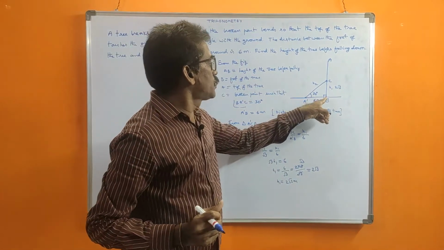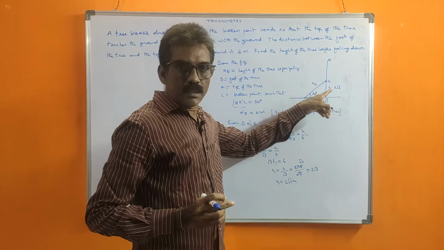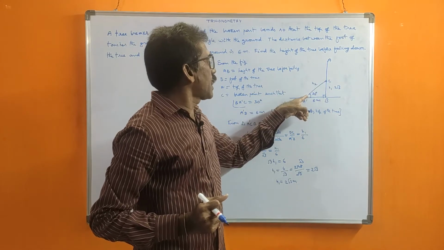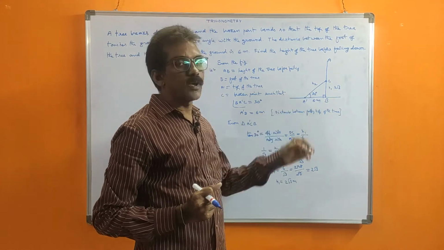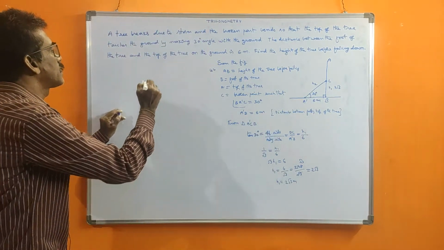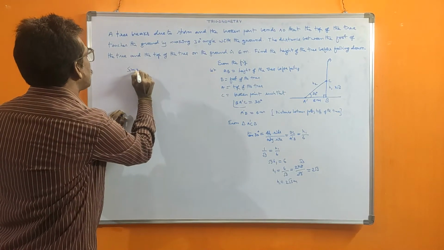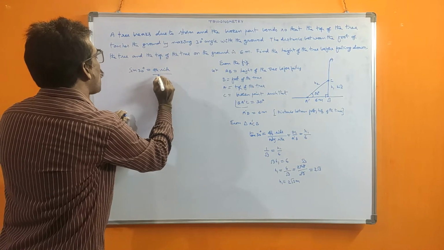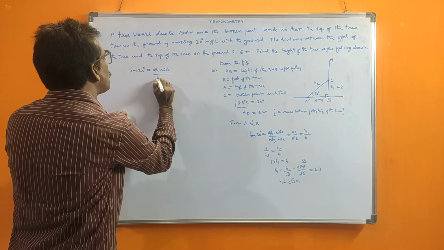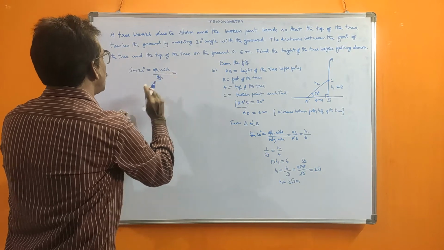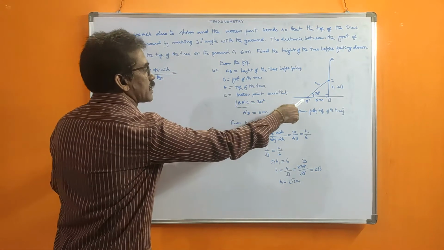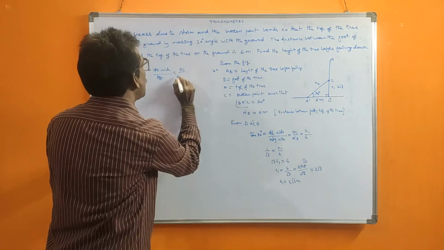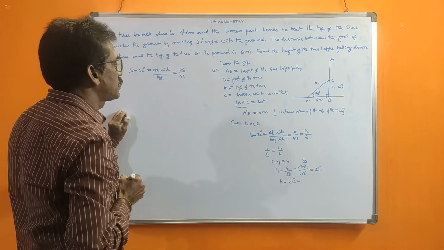Now, the total length of the tree we want to find out means this one and this one. This one means the hypotenuse. We should find out the hypotenuse. For the hypotenuse, we should take sine. So sine 30, opposite side by hypotenuse. For this, the opposite side is BC, and the hypotenuse is A dash C.